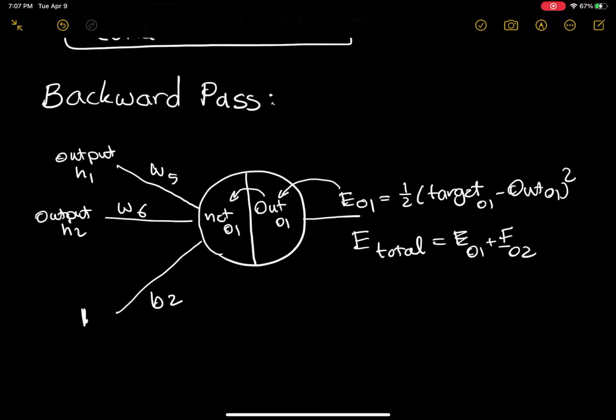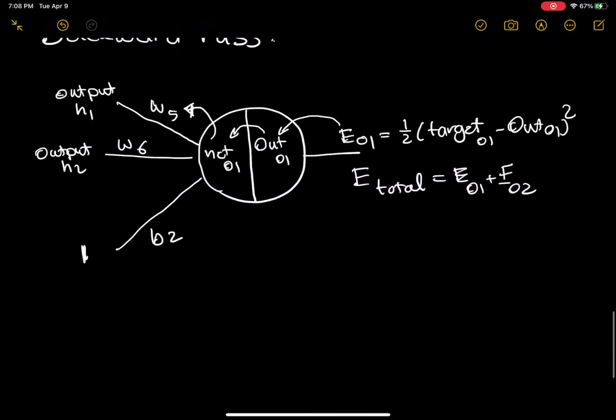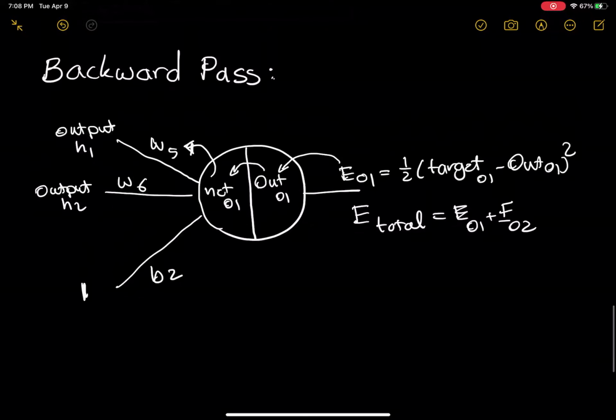Now, I'm trying to calculate this contribution, W5, okay? So in order to do that, if you look into that, E of total is a function of E of O1 and E of O2. E of O1 is a function of target O1 and out O1.